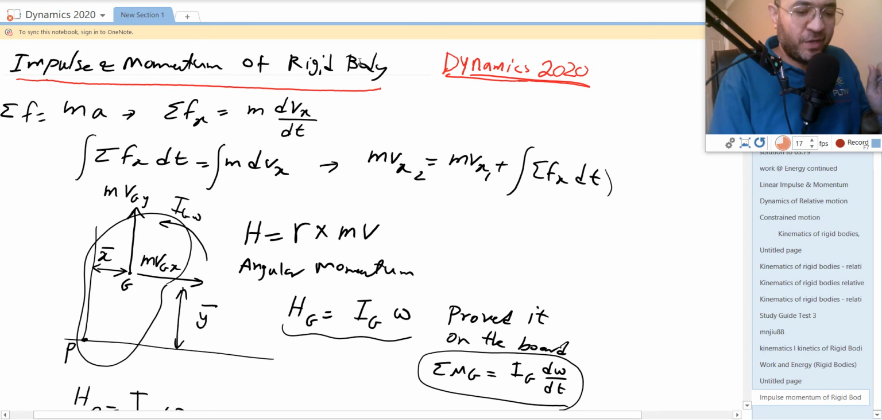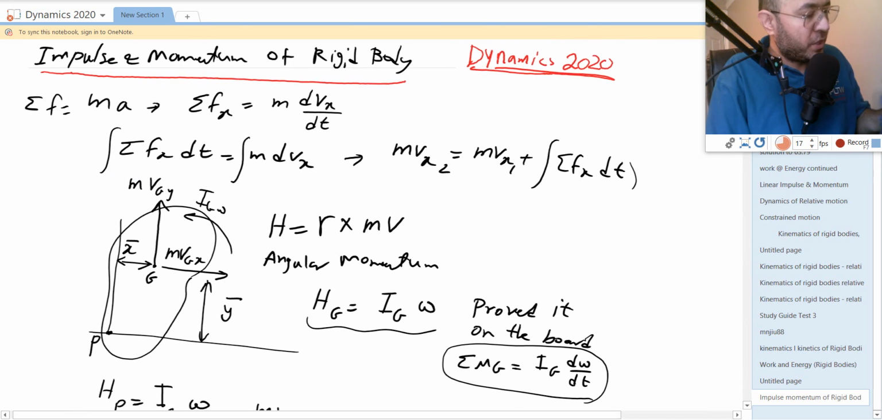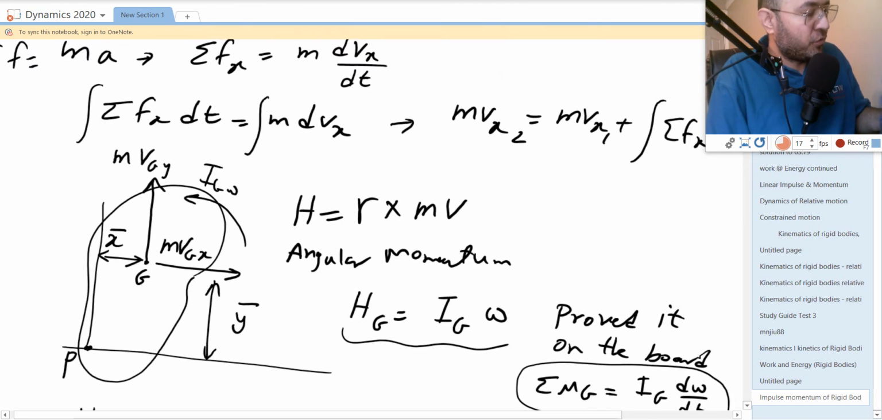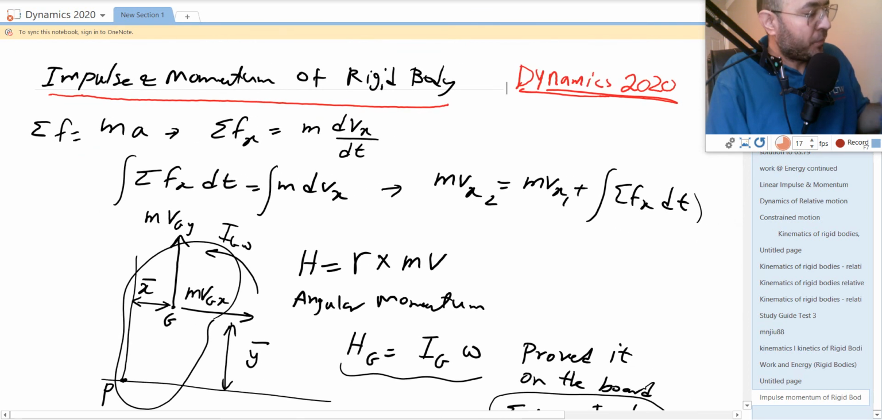Hello everyone, and welcome to the last chapter of our dynamics course about impulse and momentum of rigid bodies. Let's have a little talk on the particle and the definition of how we go about the impulse and momentum. Let's start with Newton's second law. We know the sum of F is equal to ma.